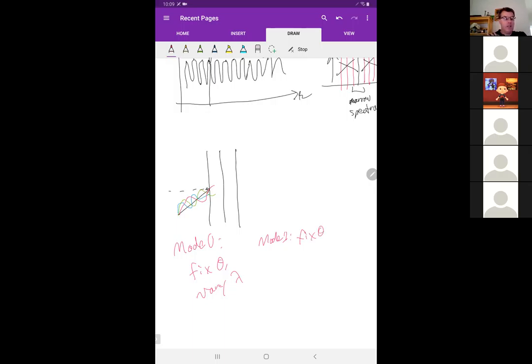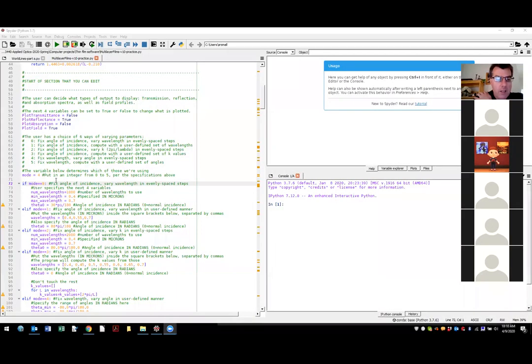But then instead of going from a minimum wavelength to a maximum wavelength over some number, you go through a list of wavelengths. So if I switch back to my device that has the Python code in it, if you look at mode one, it looks very similar, except that you have a list. And if you go from 0.4 to 0.7 in evenly spaced steps, then it's going to go, well, whatever, 300 nanometers divided by 1,000. It's going to go 400 nanometers, 400.3, 400.6, 400.9, yada, yada, yada.